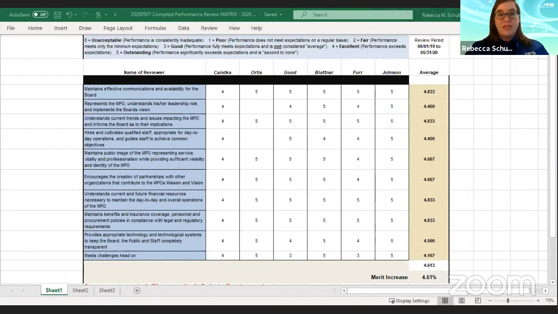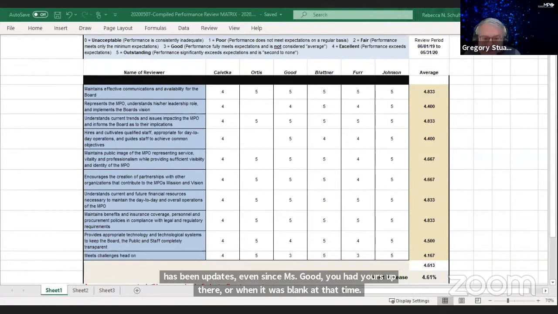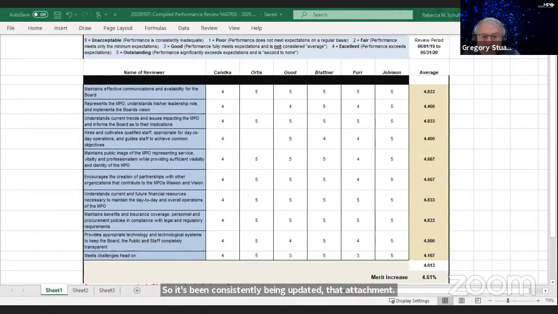So there have been updates even since Ms. Good, you had yours up there, or when it was blank at that time. So that attachment has been consistently updated. And just to add to this, basically, I can't get more than a 3% salary increase. So with this merit increase of a representative 4.61, I'd still only get a 3%.